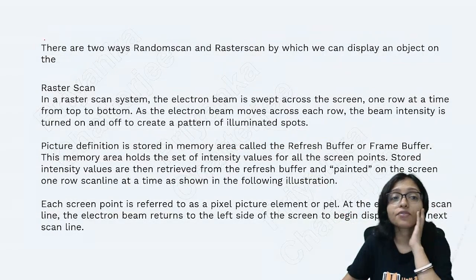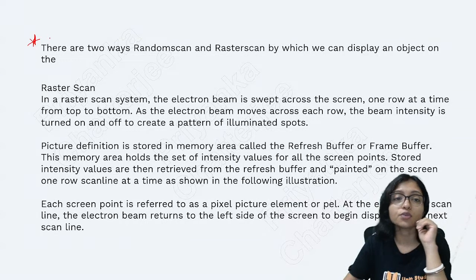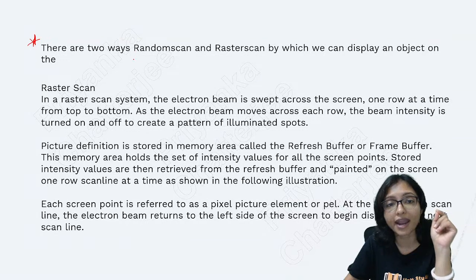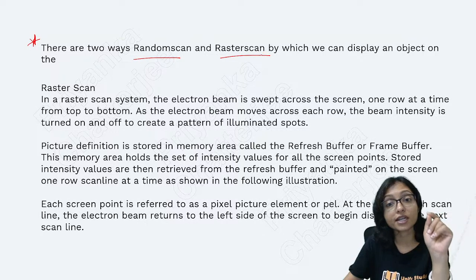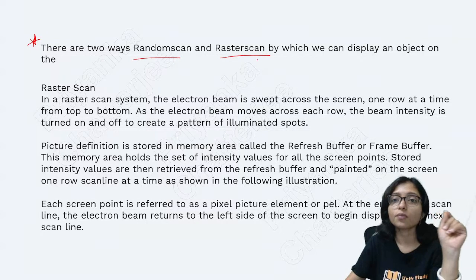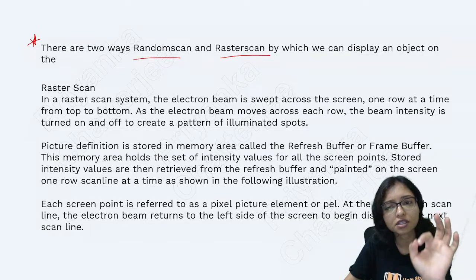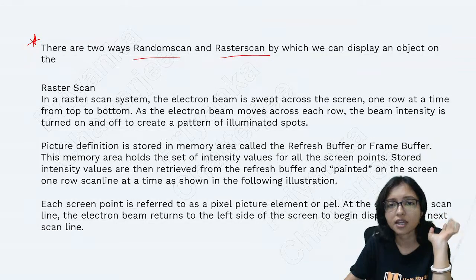And the main difference, this is very important: what is the difference between the random scan and the raster scan? Very important, repeated questions are coming from here. Easy thing, just focus, you can understand.